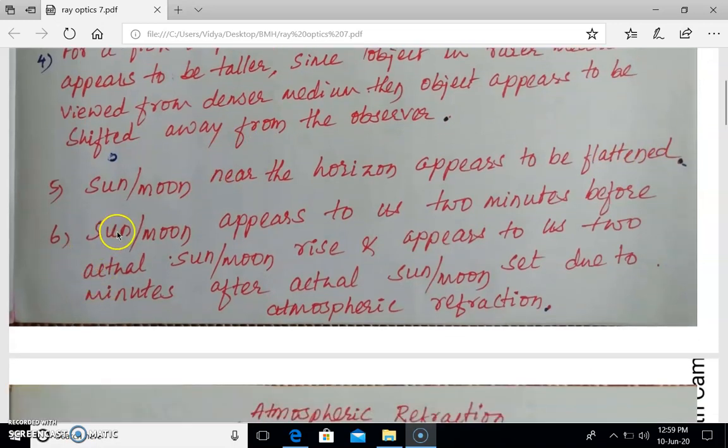The sixth one, the sun or moon appears to us 2 minutes before actual sunrise or moonrise and appears to us 2 minutes after actual sunset or moonset due to atmospheric refraction. So in detail we discuss it with a ray diagram. The atmospheric refraction due to which the sun appears 2 minutes before actual sunrise and 2 minutes after actual sunset.